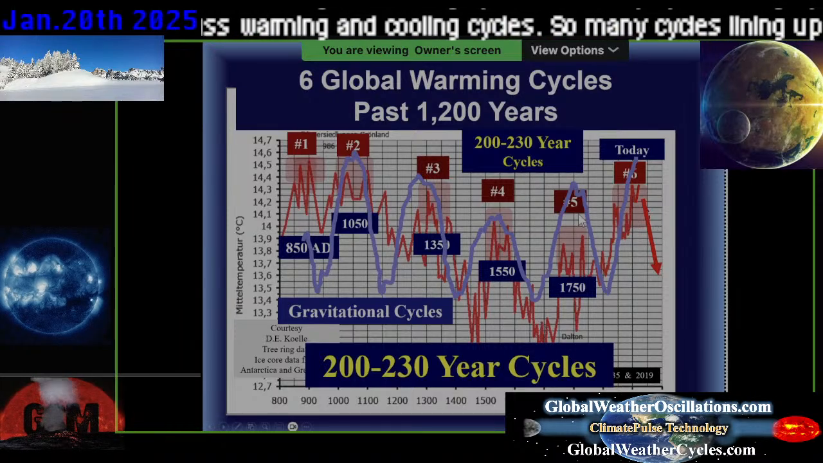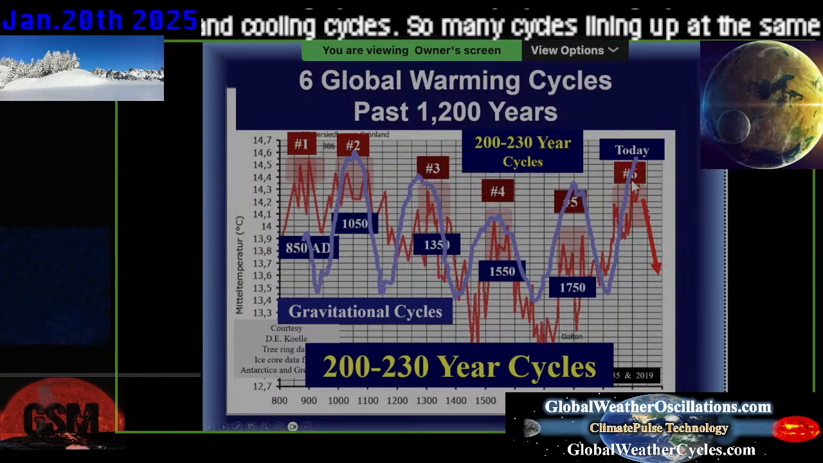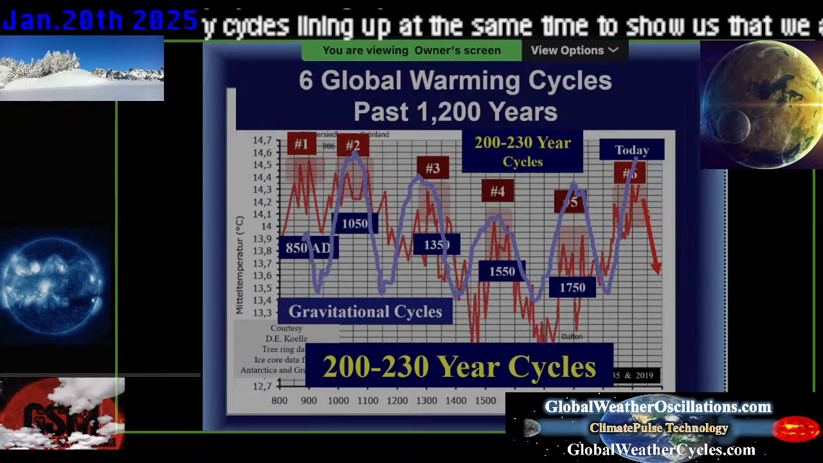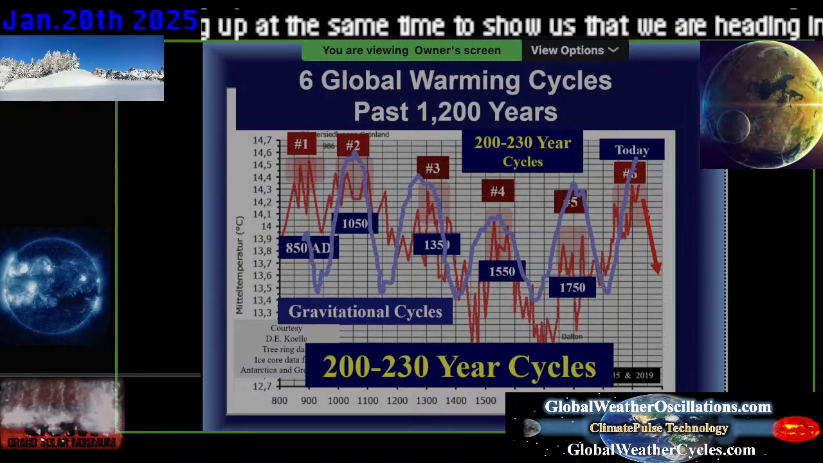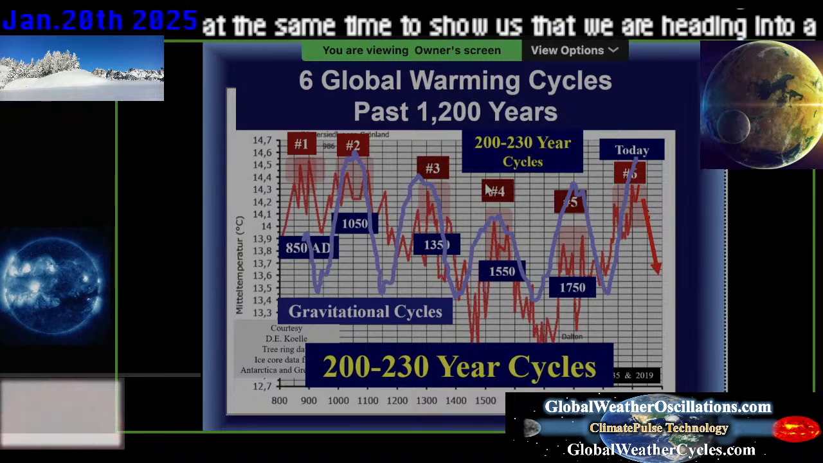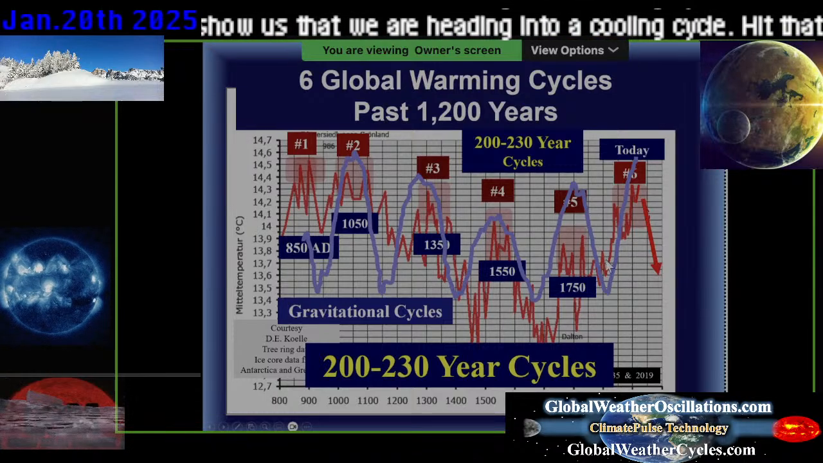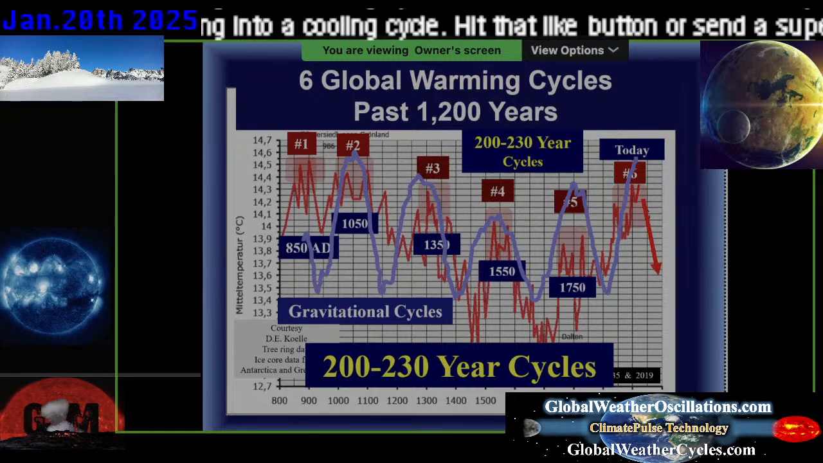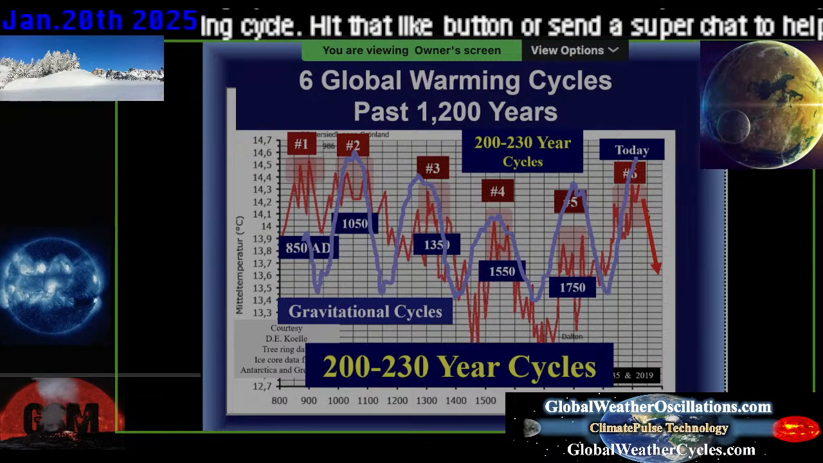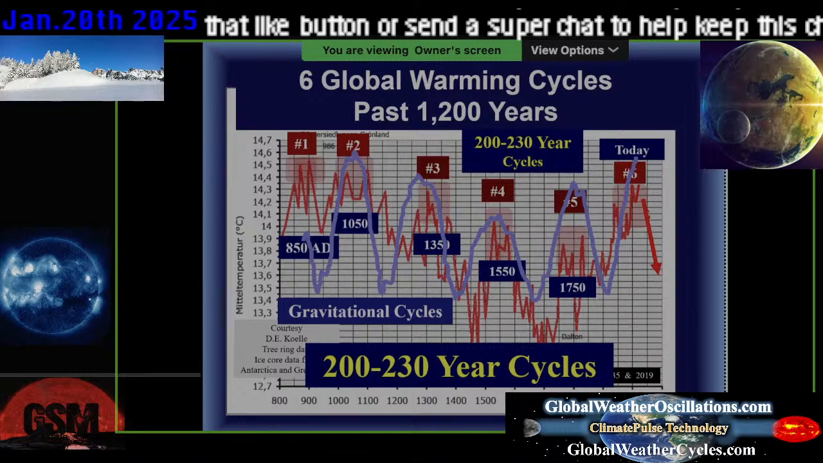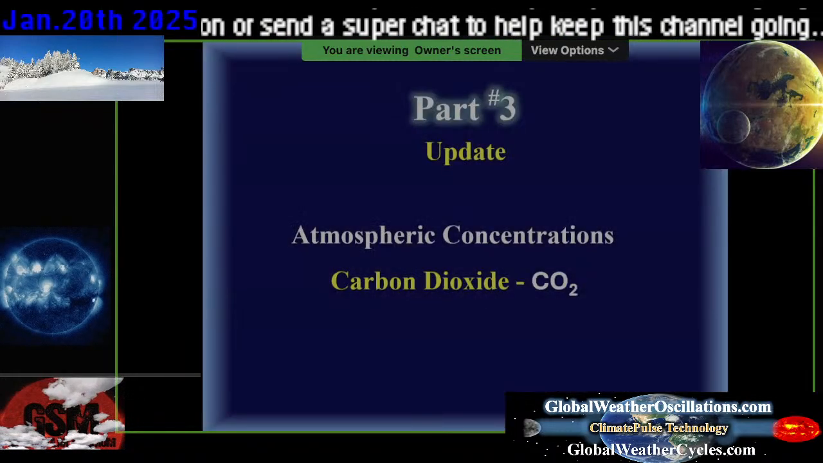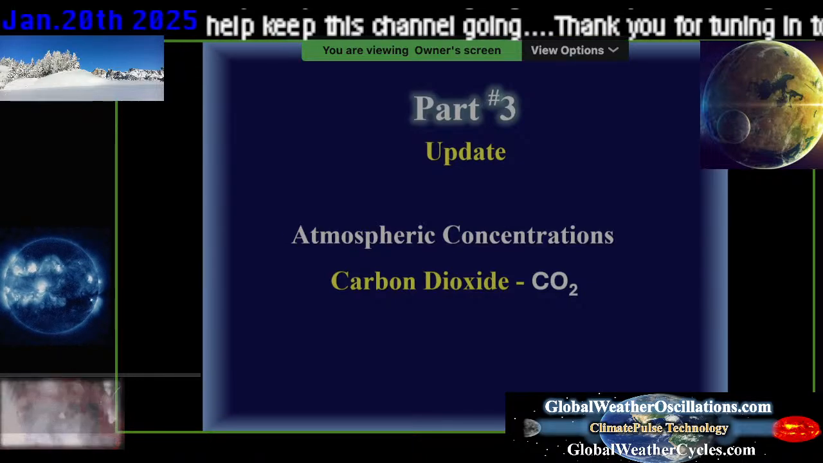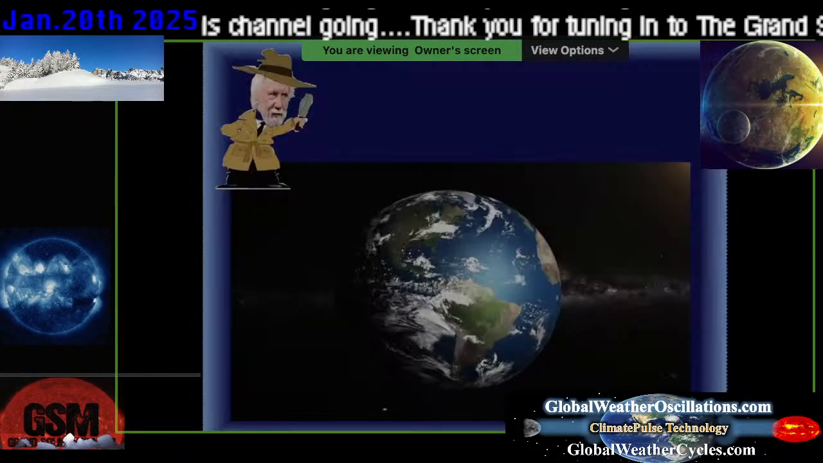As I indicated, we've had 6 global warming cycles since 850 AD, and we've had 5 global cooling cycles, looking for number 6. And we can't stop it. It will come. And I'm going to show you a little bit later on, this also corresponds to the solar cycles.